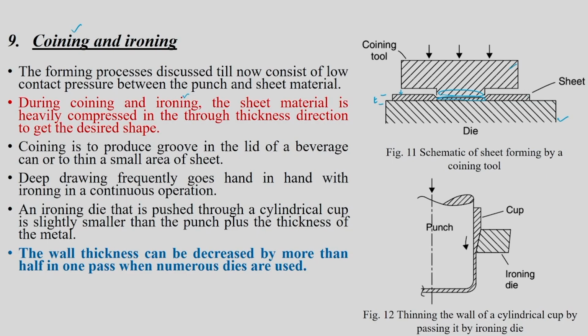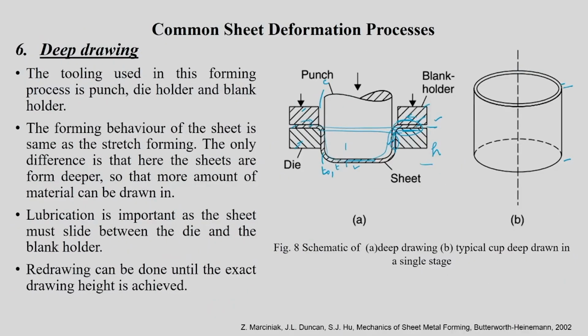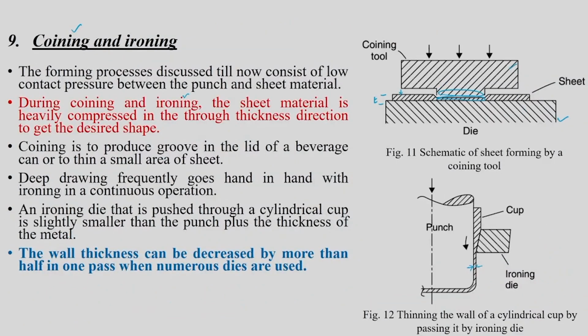Now ironing is another important process in which through thickness compression is going to happen like this. And this is what I was telling you before in deep drawing, that suppose you keep a clearance, this clearance we were speaking about in deep drawing, right. Let us say this clearance is smaller than the sheet thickness. Just for example, I am saying sheet thickness T naught is, let us say, 2 mm, and the clearance is just 1.9 or 1.8 mm. So what will happen? This ironing will happen.